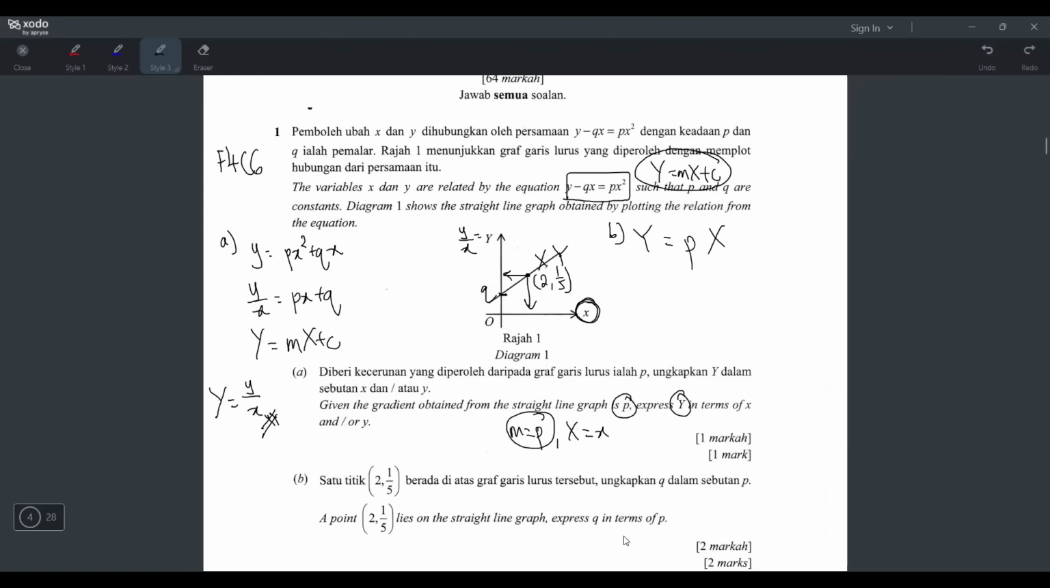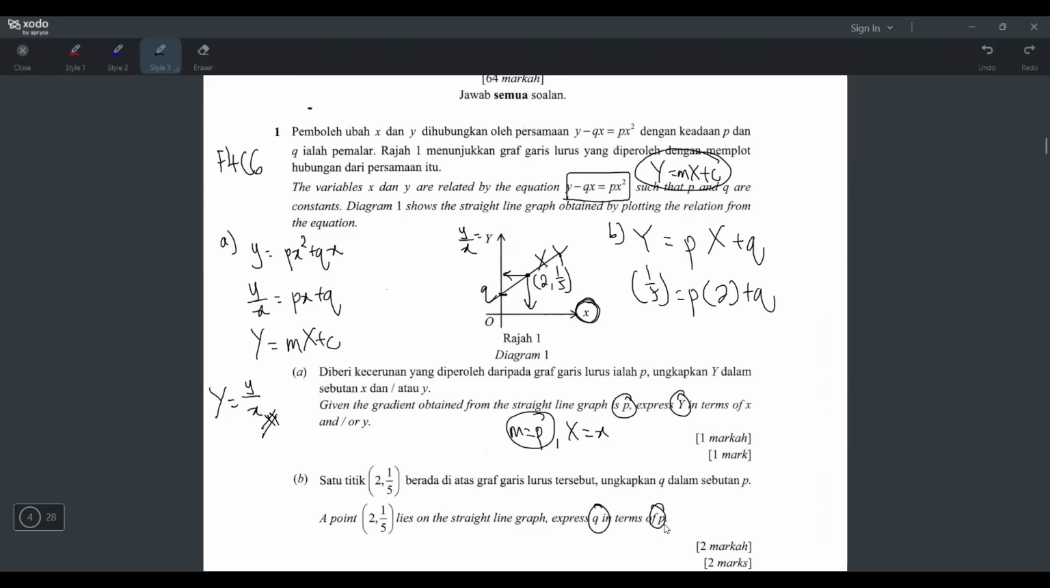But it's okay, right? Because they said to express Q in terms of P. So we don't actually need to find the value of P and Q. So just write the P there. And then the plus Q also, we don't have, it's fine. Just do it like that. And then the big Y just sub with 1 over 5. And then equals P, X is 2, plus Q.